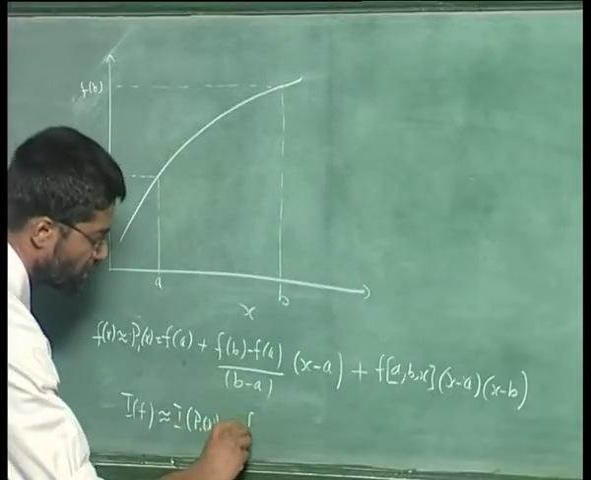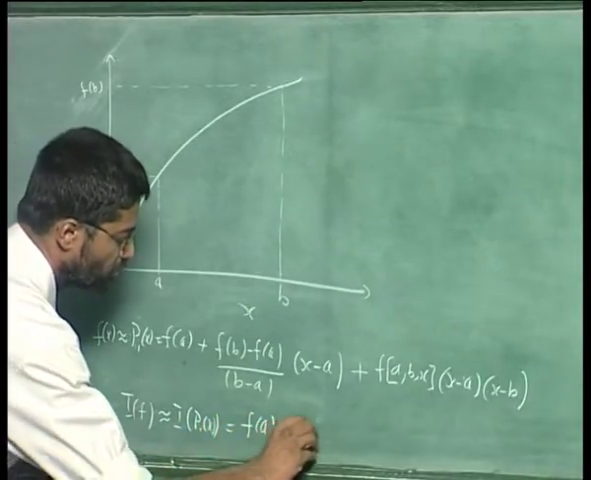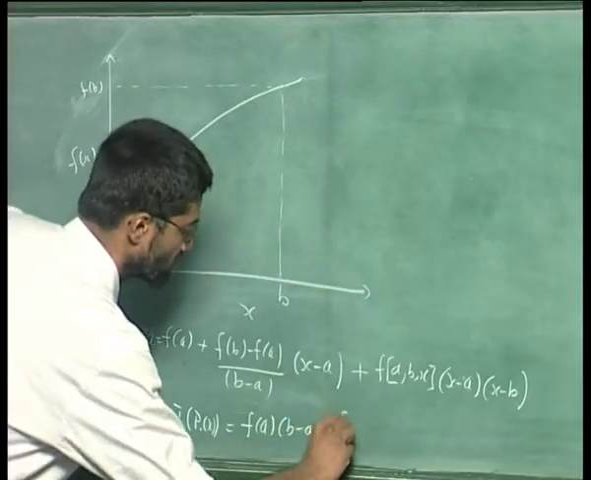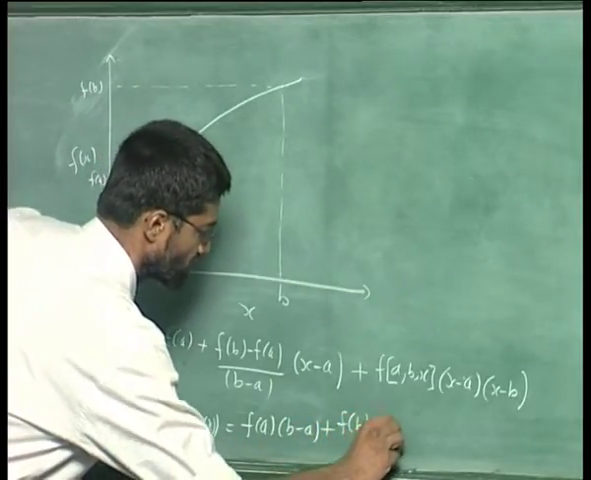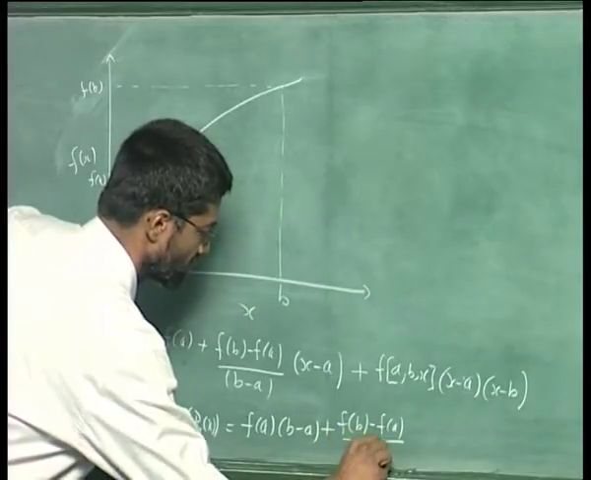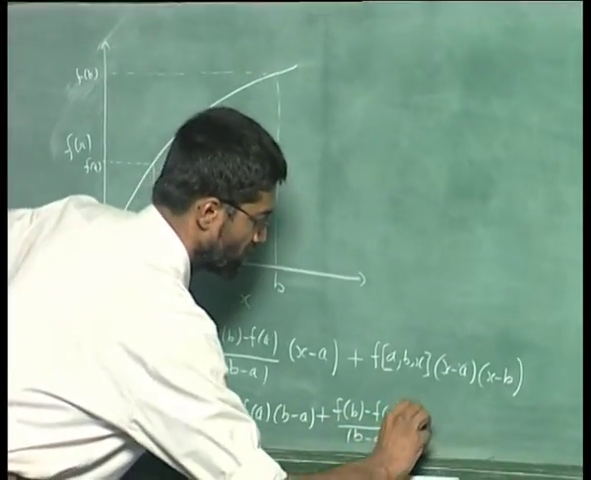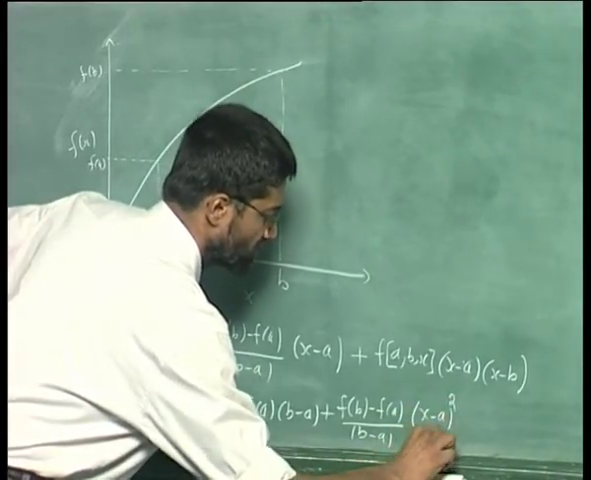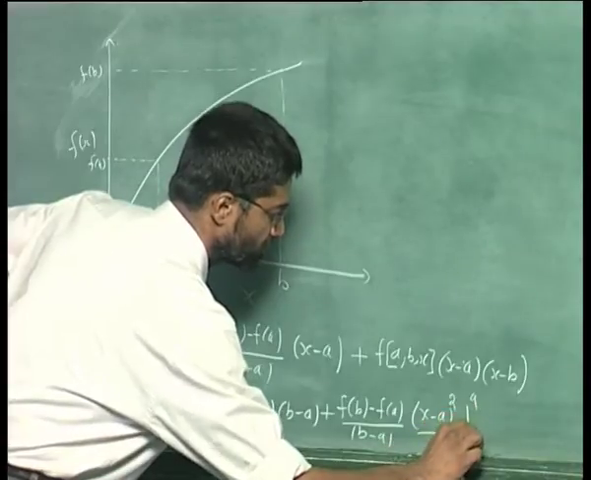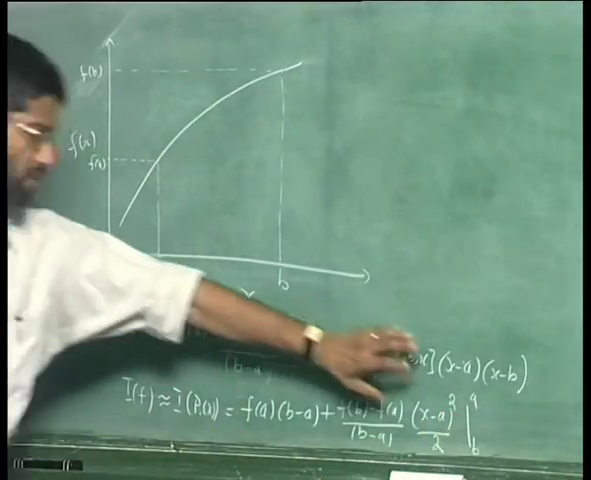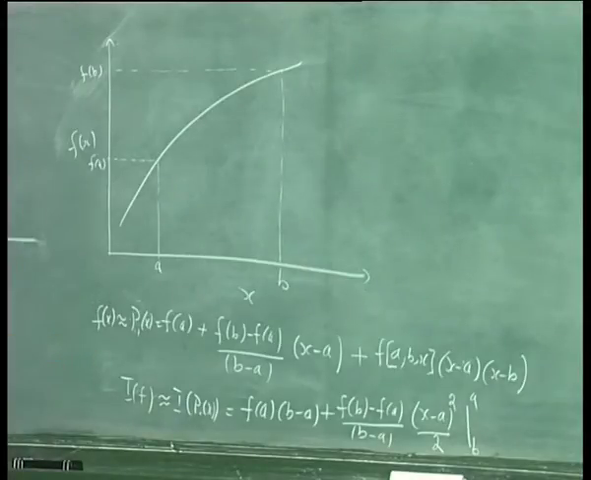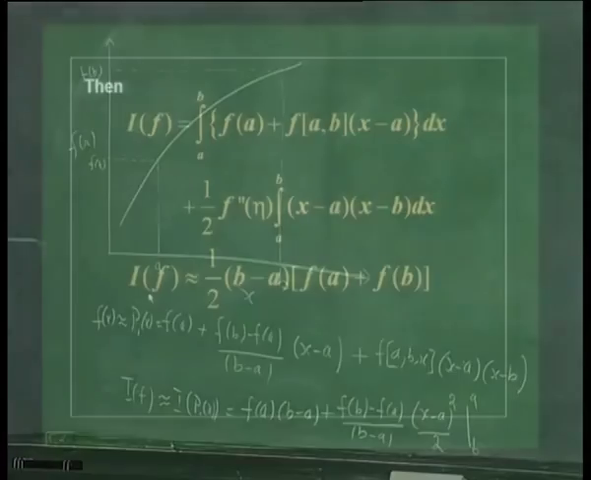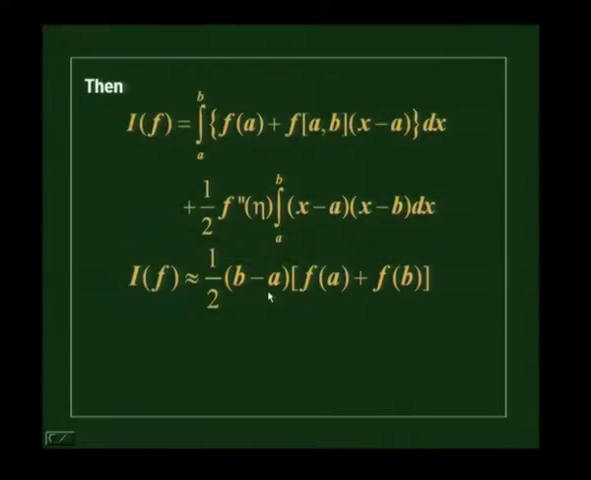So that is f(a)(b − a) + (f(b) − f(a))/(b − a) into (x − a)² by 2 over the interval a to b. And that's the approximation, and that's an error term next to that. So you can simplify that and write this in this form. So the integral will now become (b − a) into (f(a) + f(b))/2.